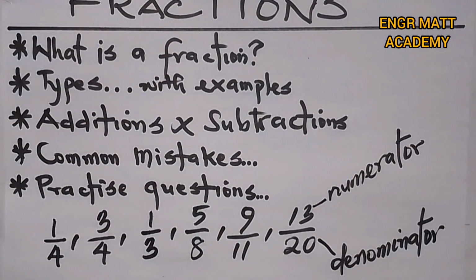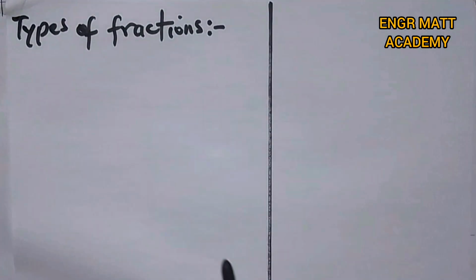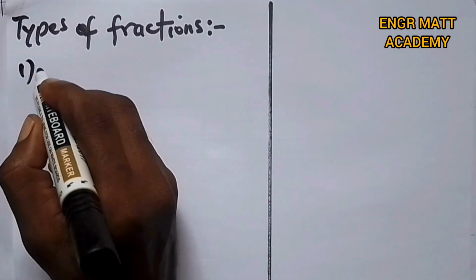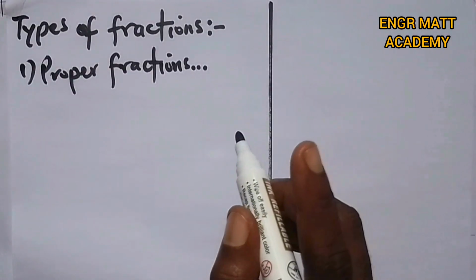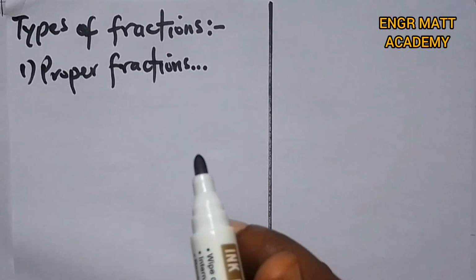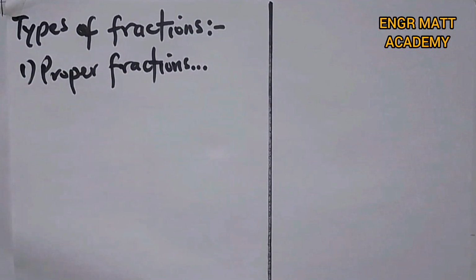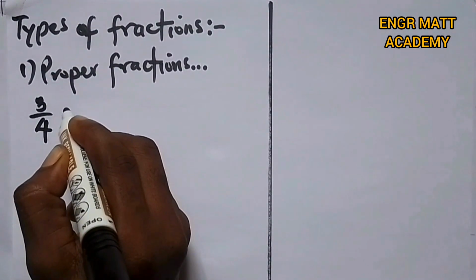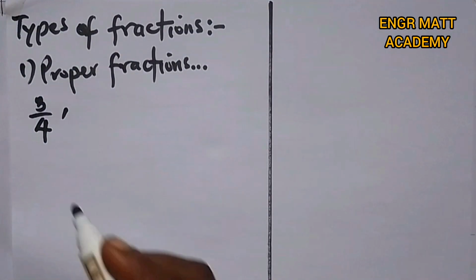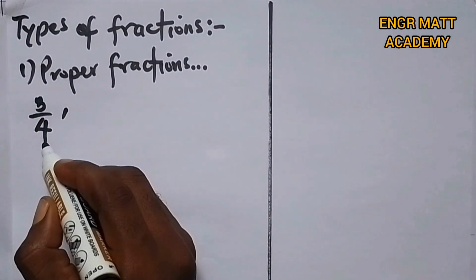Now let's talk about types of fractions. There are 3 types of fractions. The first one is the proper fraction. In this type of fraction, the numerator, the number at the top, is smaller or lesser than the denominator. I repeat, in this type of fraction, the number at the top, which is the numerator, is always smaller or lesser than the denominator. For example, 3/4 is a proper fraction. Why? The numerator is smaller than the denominator.